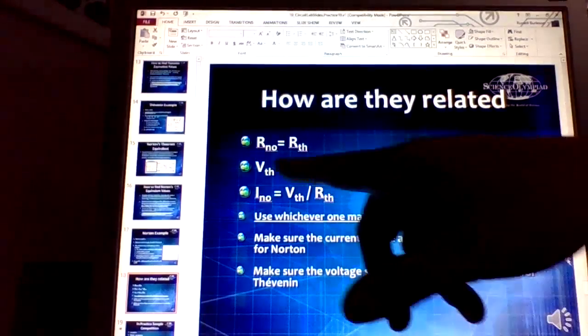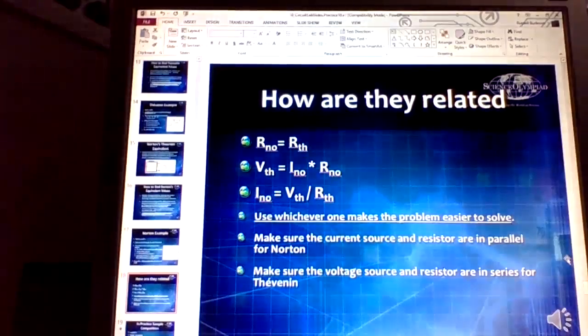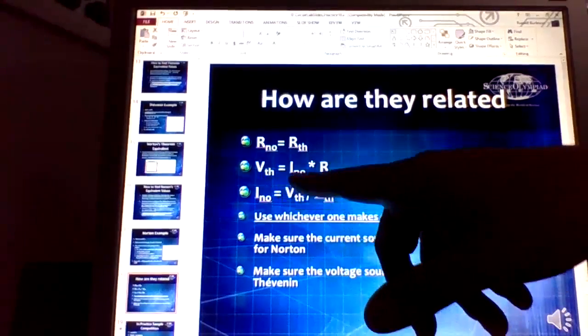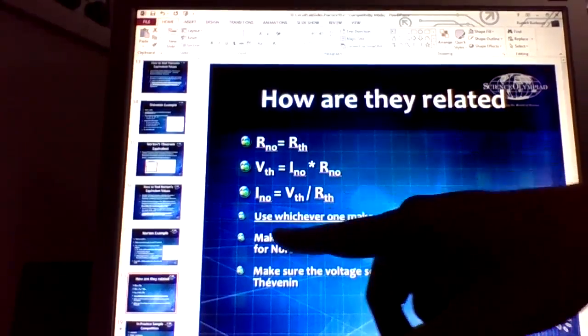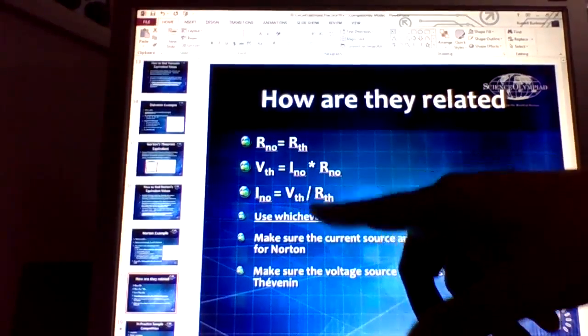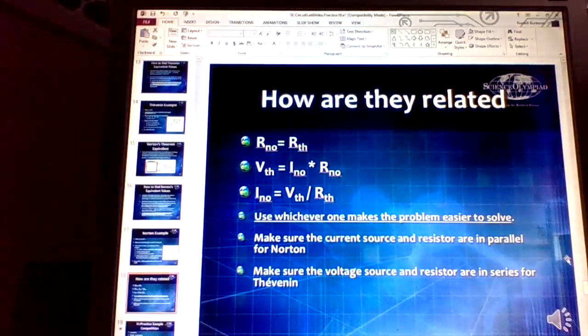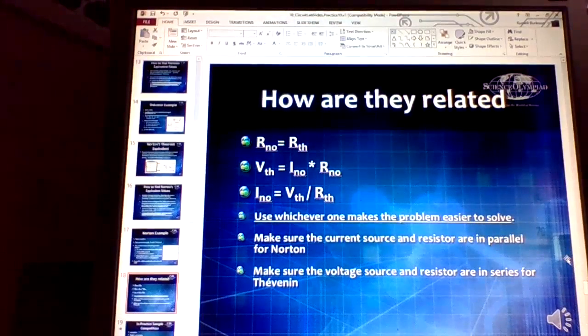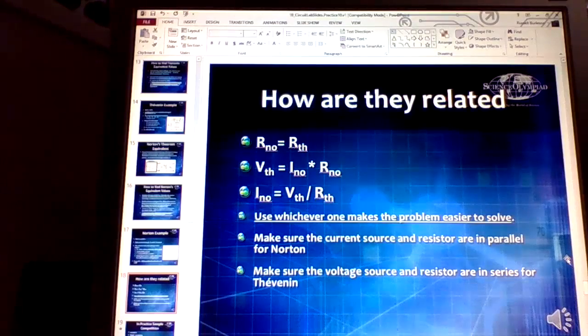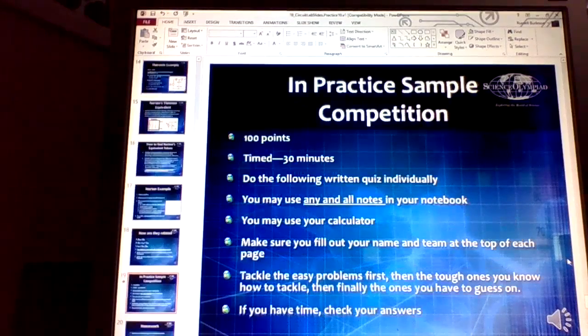Here are some of the things. R Norton is always going to be equal to R Thevenin. V Thevenin is equal to I Norton times R Norton or R Thevenin. I Norton is equal to V Thevenin divided by R Thevenin. So the key is to just use whichever one makes the problem easier to solve. If it makes it easier to solve with a current source or a voltage source, that's what you use. Just make sure you draw it correctly.